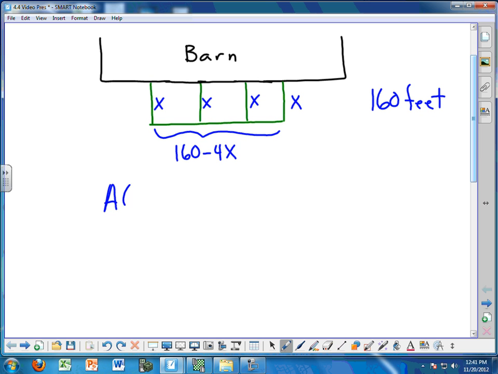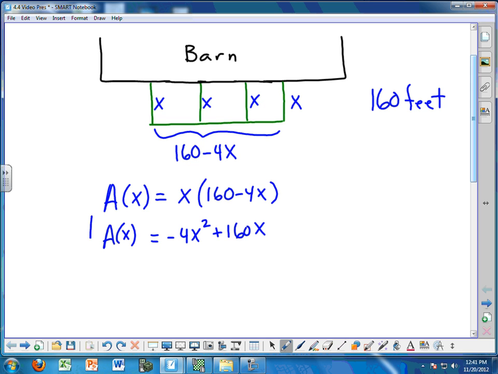So A of x is equal to the base times the height, or in this case I'm going to write it as height times the base, x times (160 minus 4x). Written in quadratic form in descending order, negative 4x squared plus 160x. And that represents a function that will give us the specific area given any length of x. And of course, the domain of x would have to be between 0 and 40, 40 being the maximum number that x could be using all of the fencing for those lengths.